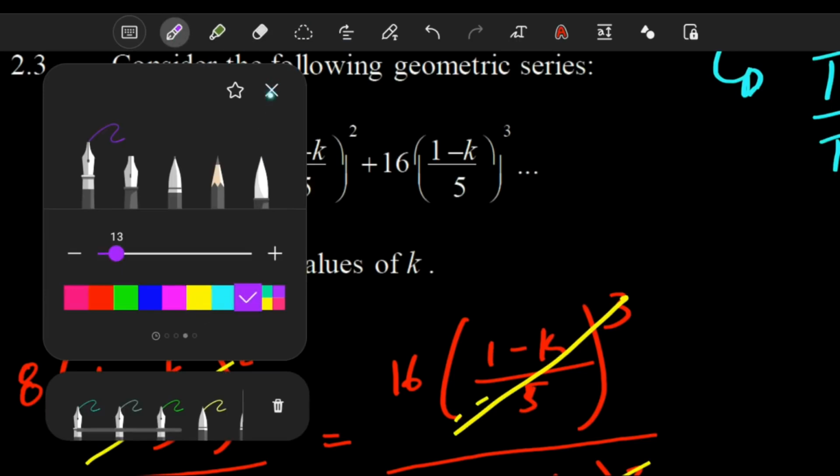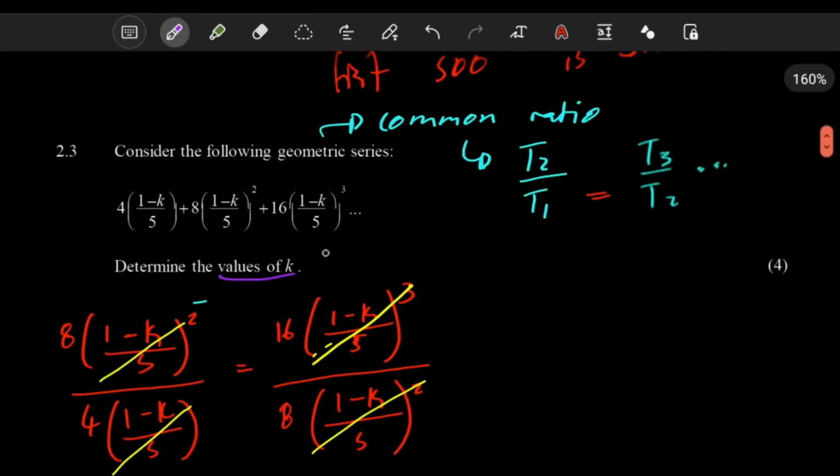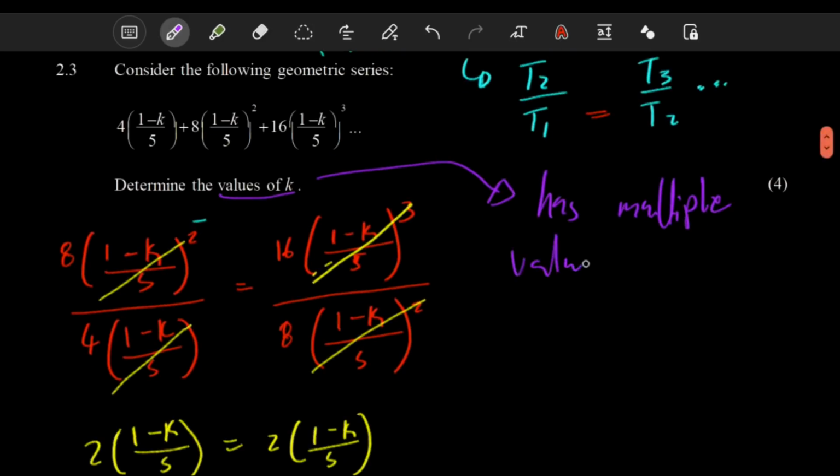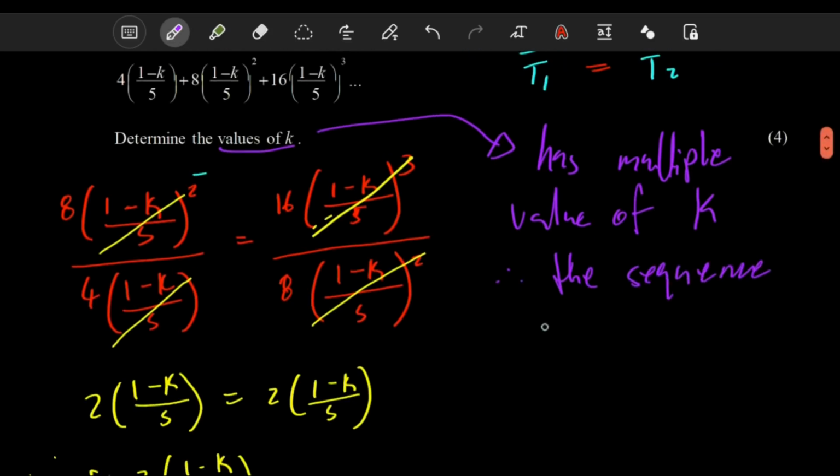Let me just say that again. So let's say here it has multiple values of k, therefore the sequence converges. I know, right? It's like, what converges? Yeah. So as I mentioned, you definitely do want to be thinking outside the box. It converges.